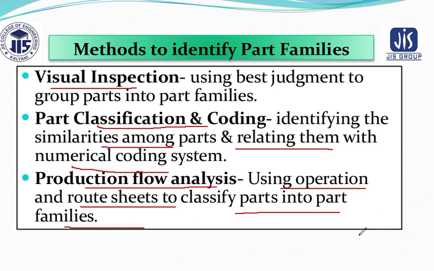Second of all, we have to see part classification, and of course coding also. This is used to identify the similarities among the parts and relate them with a numerical coding system. And finally, we are going to look at production flow analysis, using operation and route sheets to classify parts into part families, which is also required.